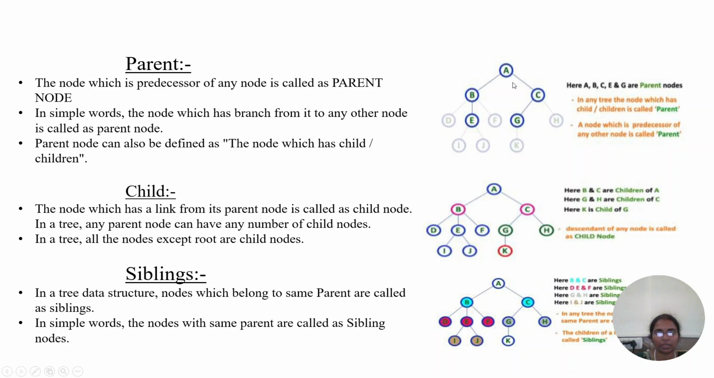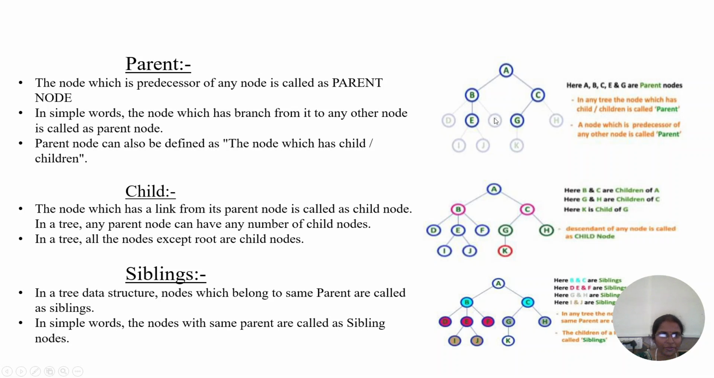For example, in the given tree, A is a parent node for B and C. B is a parent node for D, E and F, and C is a parent node for G and H, and E is a parent node for I and J. That means for every such node we have some child nodes, and that node is called a parent node.